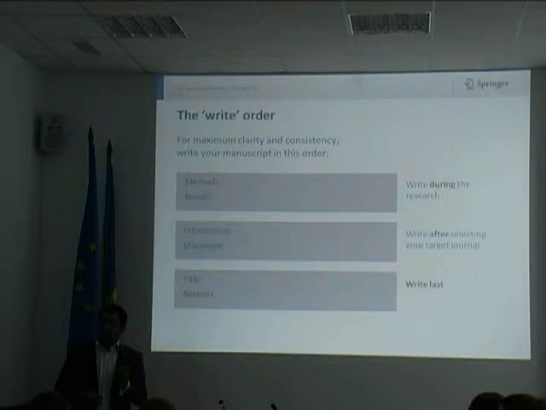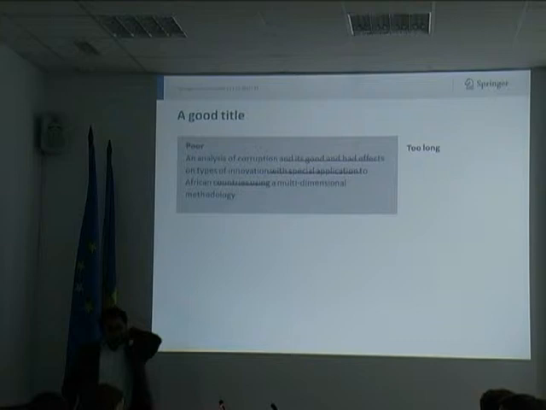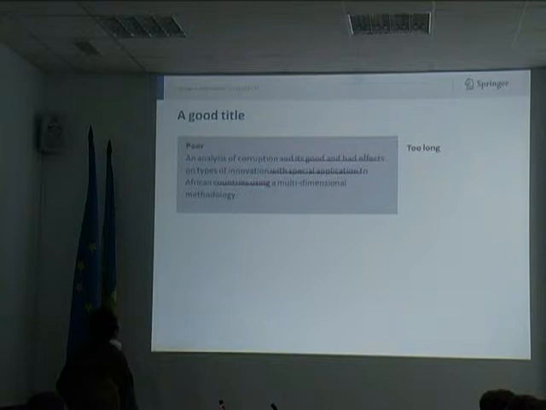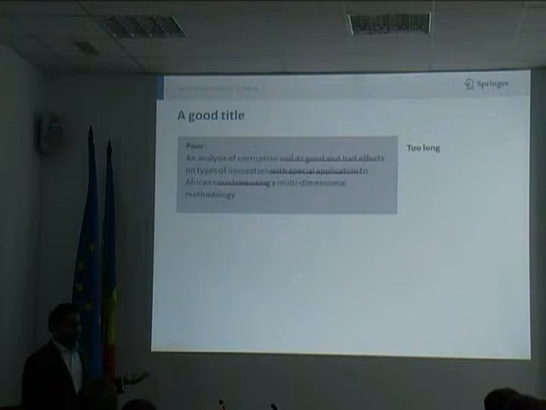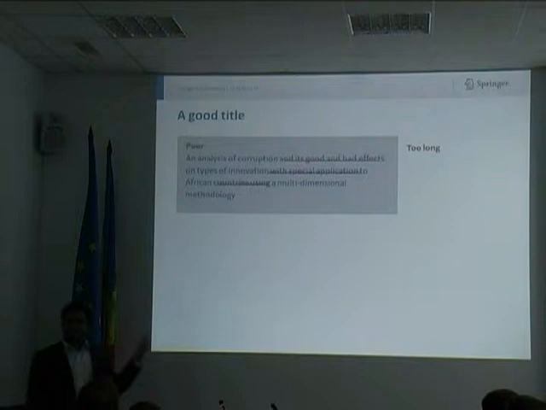I have a nice example here. That was my first draft title of the corruption and innovation paper: An analysis of corruption and its good and bad effects on types of innovation with special application to African countries using a multi-dimensional methodology. That is too long, yeah? It has too many keywords. It doesn't work as a title, it's a paragraph. The title should never be a paragraph.